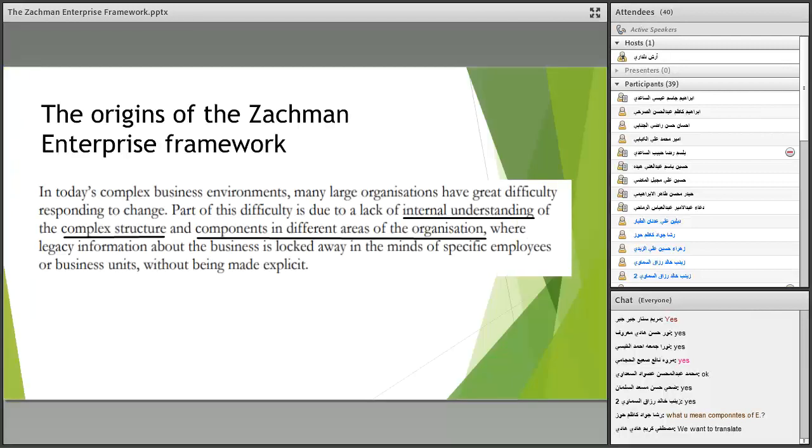So, as I said, we have different components in an enterprise or in an organization, and the problem is that these components are within the minds of the employees, and the information is locked away within the minds. But they are not being made explicit. So we have very important information that exists within the minds of the employees.